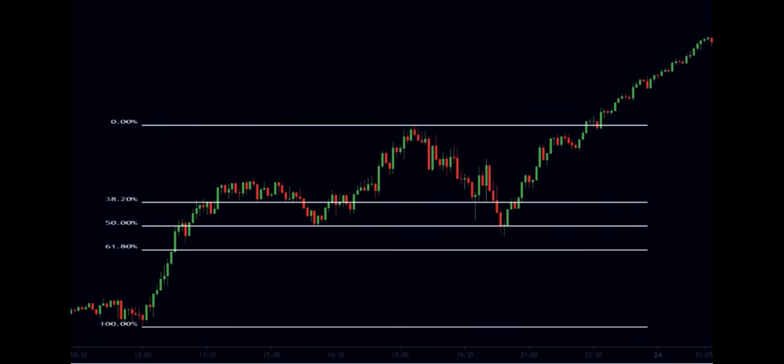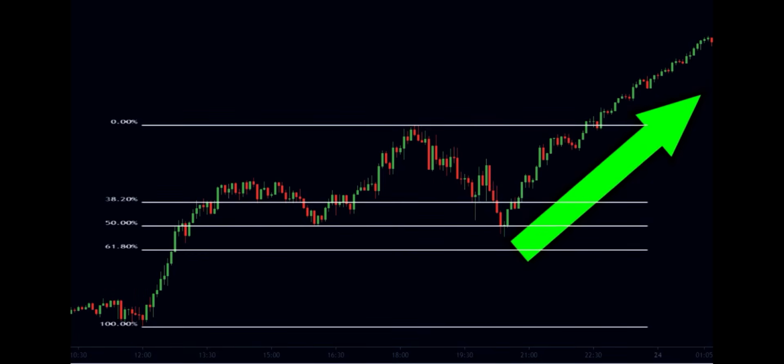So, the premise of the Fibonacci retracement tool is that we expect the price to pull back and find support at one of these levels. And eventually the price will resume the uptrend.